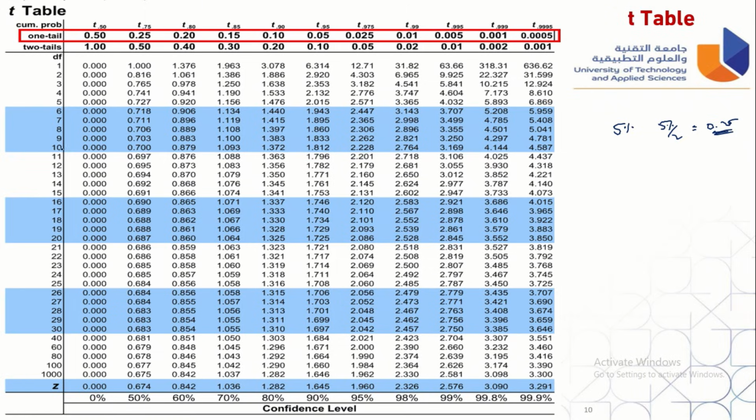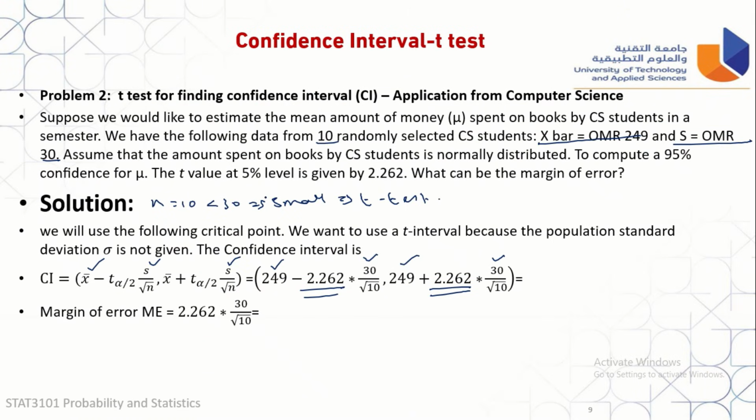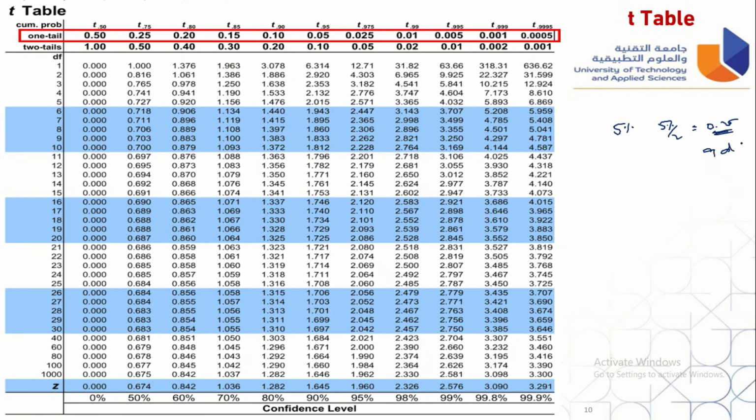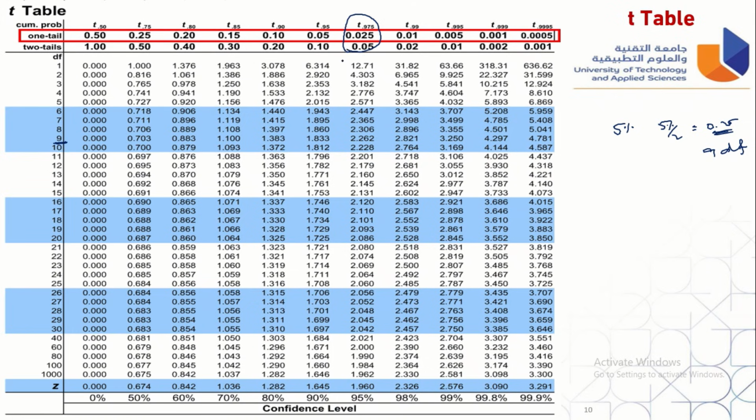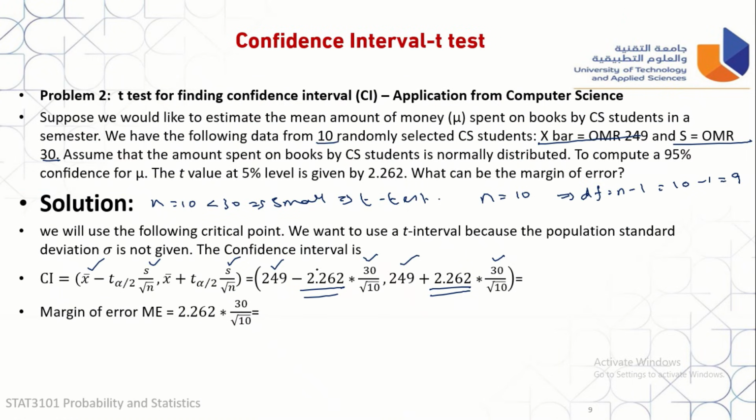We have to calculate 0.025. What is the n value? N value is 10. What is meant by df? Df is equal to n minus 1. What is it? 10 minus 1 means 9. So we have to calculate that value at 9 df with 0.025. So what is the answer for us? 2.262. Take that value.